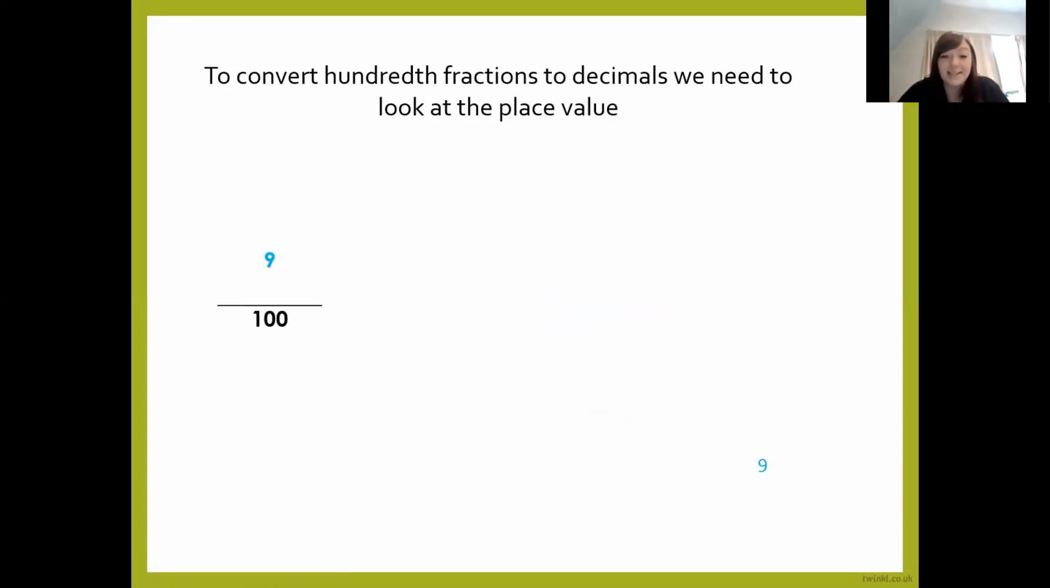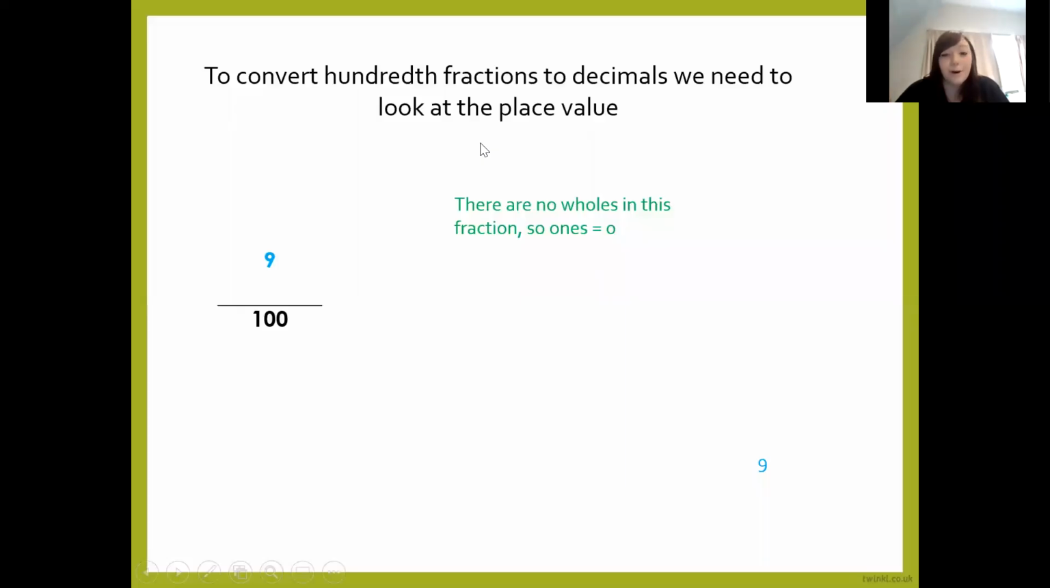Let's have a go at 9 hundredths. So in your place value grid, write 9 hundredths as a decimal. How many wholes are there, and how many tenths are there, and how many hundredths are there? Pause the video now and have a go at writing 9 hundredths as a decimal.